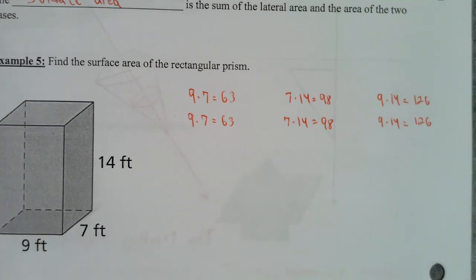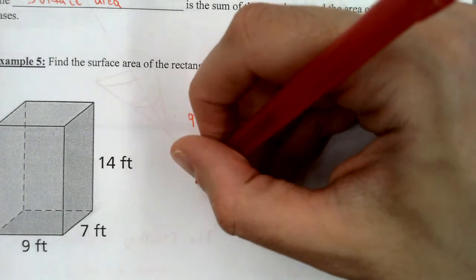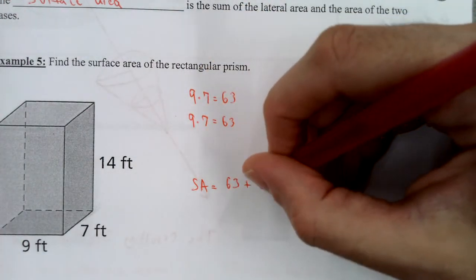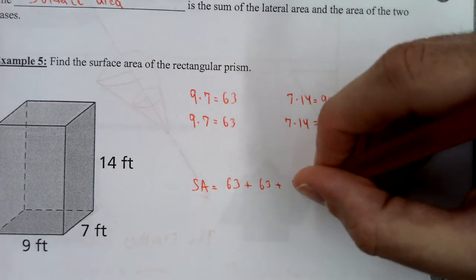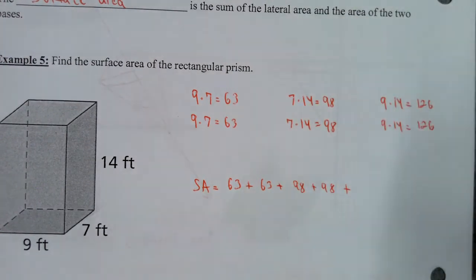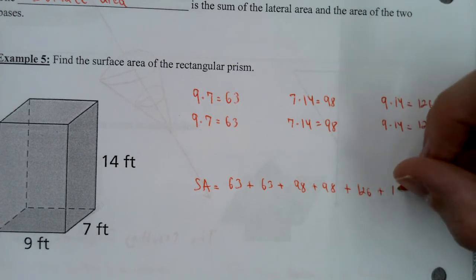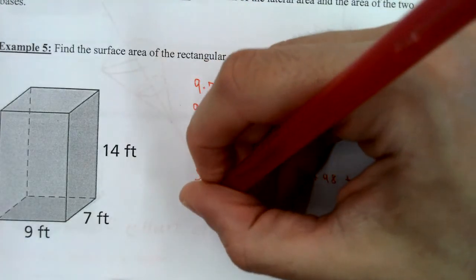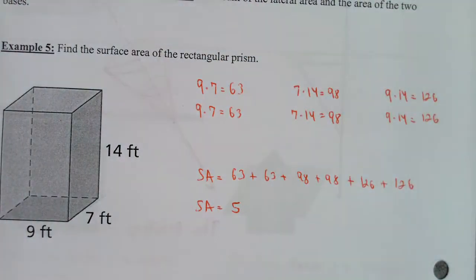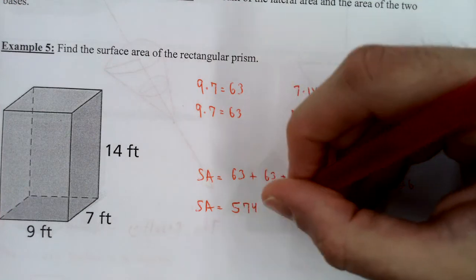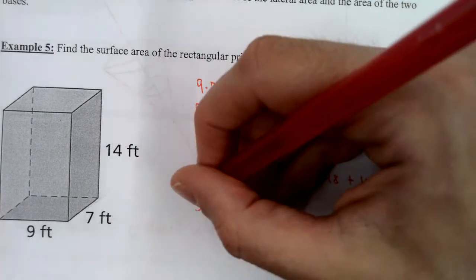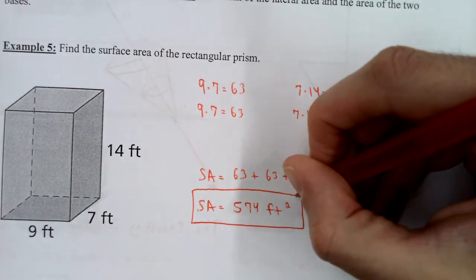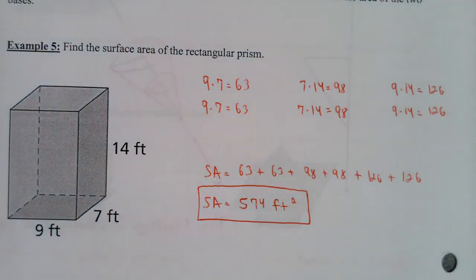So for the surface area, I'm going to add up those 6 faces. 63 plus 63 plus 98 plus 98 plus 126 plus 126. It equals 574 feet squared, because we're not doing volume yet. We're still on area, surface area, so it's still feet squared. Once we get to volume, it'll be cubic units. That'll be the next lesson.